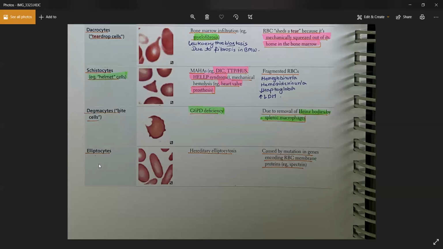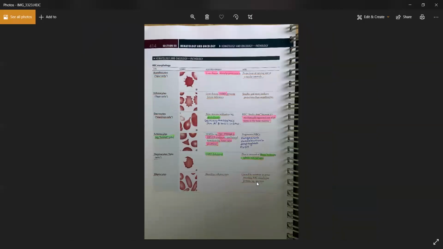Then comes the elliptocytes. It is seen in hereditary elliptocytosis, which is kind of a mutation in the genes which code for the RBC membrane, of course. So you have these elliptocytes. Any doubt on this page? No, thank you.